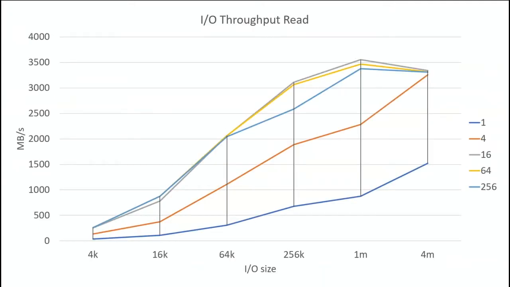So here is the read throughput. Different colors of lines represent different queue depths. As you can see, as I/O size goes up, we have better throughput. The peak is reached at 16 queue depths, and as you increase queue depths further, we don't really get any better than that.